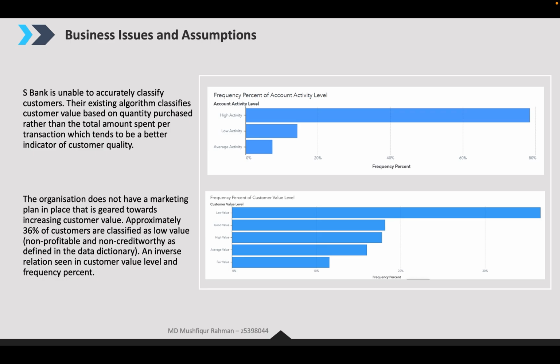The second issue is the marketing target. As can be seen, 36% of the clients are considered to be low value, meaning non-profitable and non-credit worthy. Therefore, the marketing messages and marketing campaigns for S-Bank need to be targeted towards converting these low value clients into higher value clients. Currently, there is an inverse relationship between customer value level and frequency present.